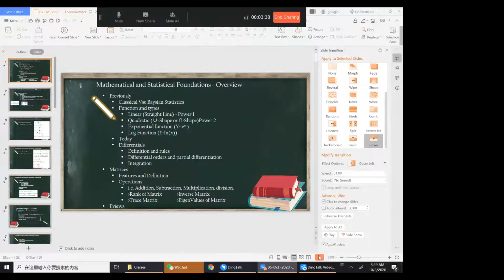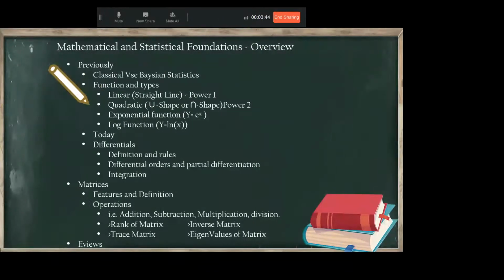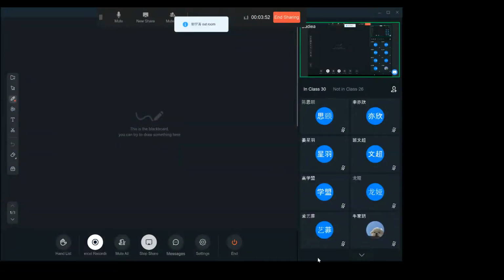So we have already done the differential and matrices. What we have done last time is that we learned how to calculate different weights in a portfolio, right? We used Excel to find that out.